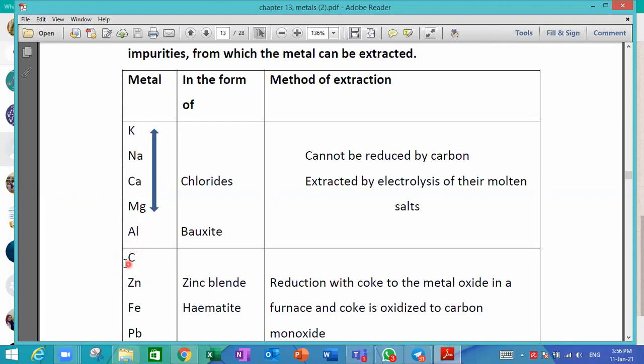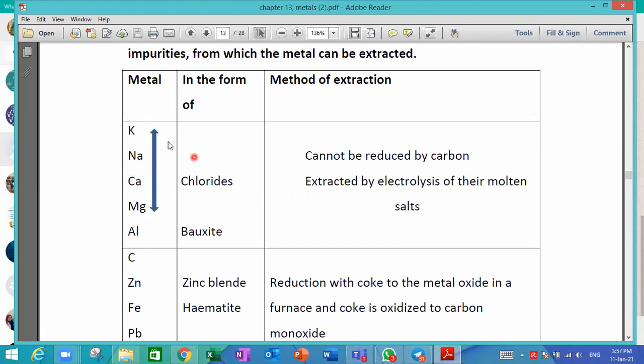than carbon, this means that they cannot be extracted by reduction with carbon or carbon monoxide. They must be extracted by a way that is called the electrolysis method, as we have taken in chapter 5, the electrolysis. So they cannot be reduced by carbon and they will be extracted by electrolysis. Of course, in the form of molten salts.